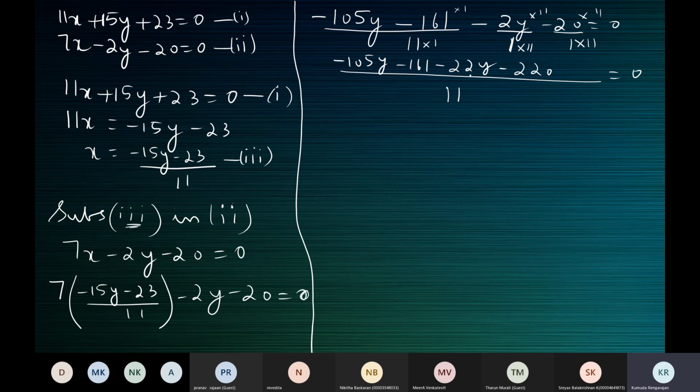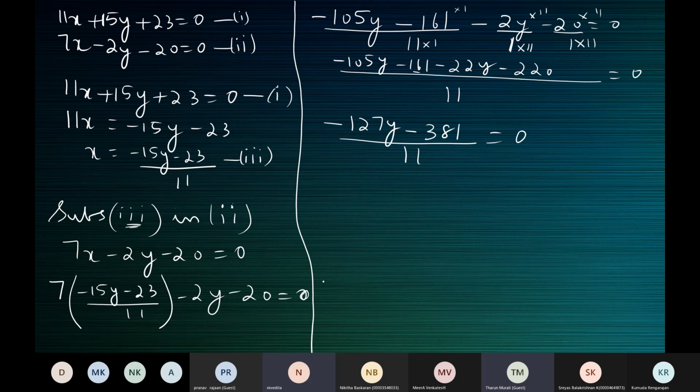Yeah. Now, how many y terms we have? Minus 105y minus 22y. What's the answer? Minus 127y. Yeah. Minus 161 minus 220, minus 381. 381 divided by 11 is equal to 0. So far correct? Yes, ma'am.